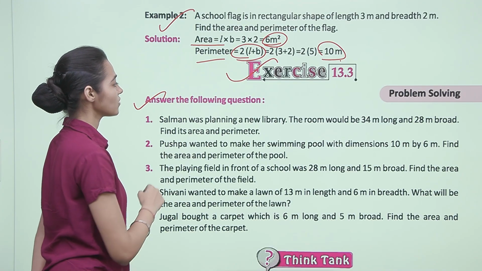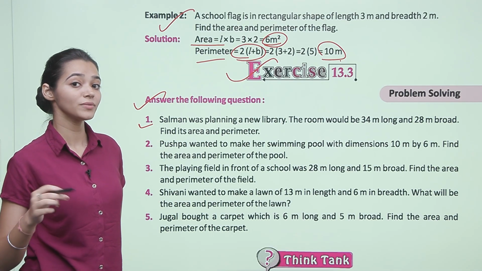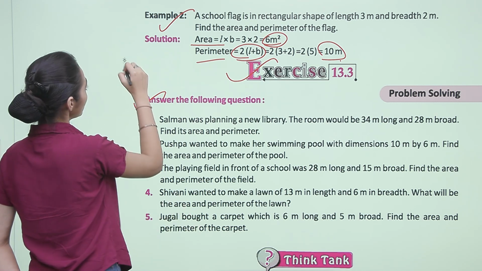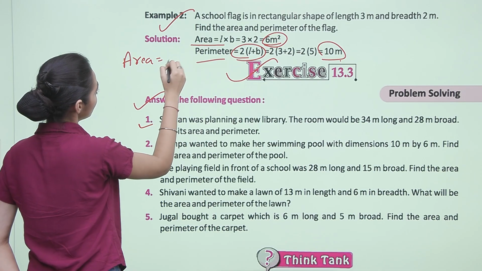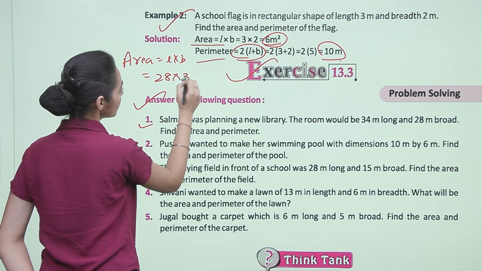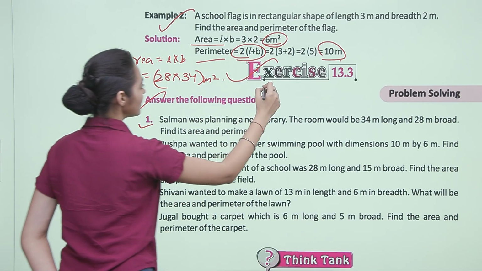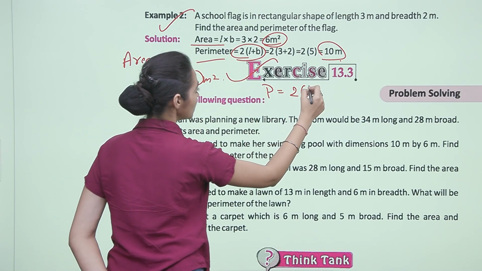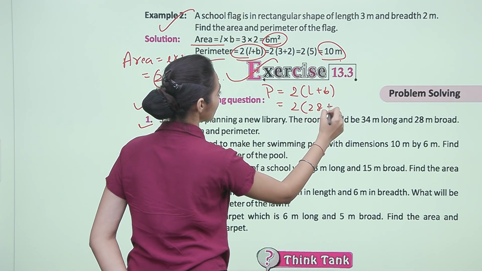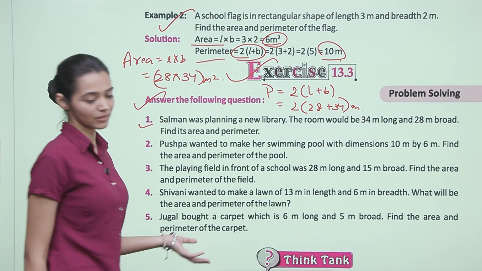In the first one, we have to answer the following questions. Salman was planning a new library. The room would be 34 meter long and 28 meter broad. We have to find its area and perimeter. So area would be length into breadth, that is 28 into 34 meter square. And the perimeter would be 2 into length plus breadth, that is equal to 2 into 28 plus 34 meter. That's how you can solve the remaining part.